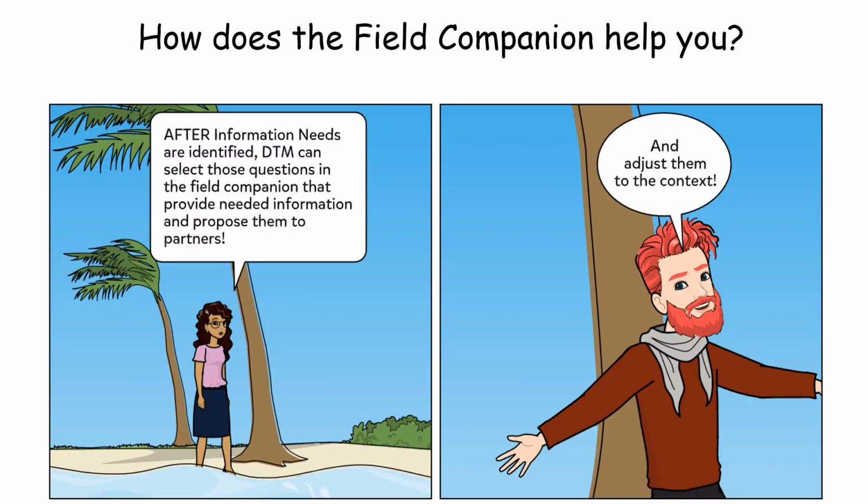How does the Field Companion help you? After the information gaps are identified, the DTM Field Companion can suggest possible question phrasing for key informant interviews, for example. The questions should, of course, be adjusted to the context, as well as the option for reply. It is important that colleagues do not use the Field Companion as a list of questions to choose from without having first identified their information need and their use.